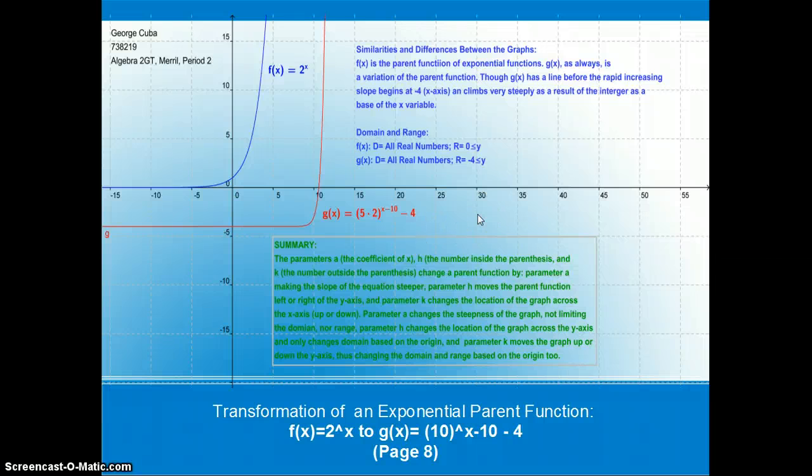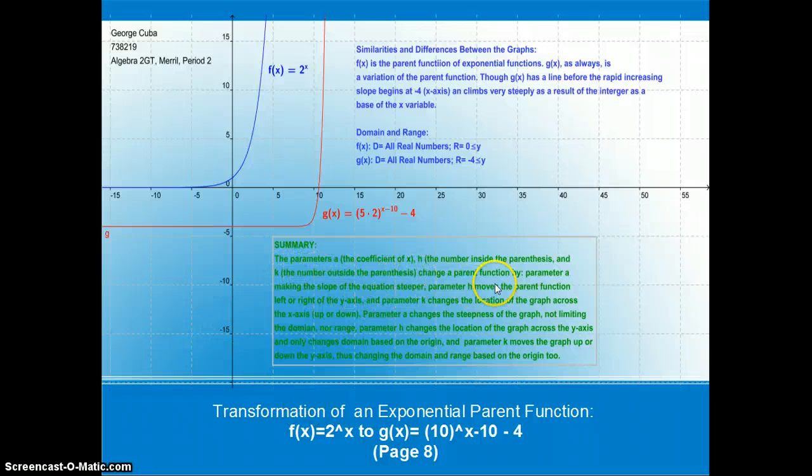So in this week's 4 graphs, we explored 3 parameters, if you've noticed, and hopefully you did, or else you didn't learn anything and you have to watch this video again. Our parameters are a, which is the coefficient of x, h, the number inside the parentheses, and k, the number outside the parentheses.